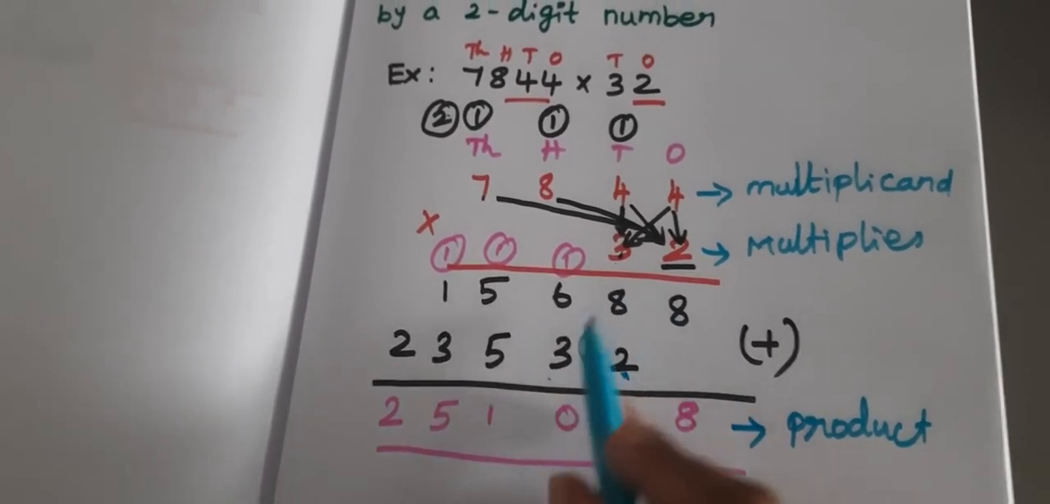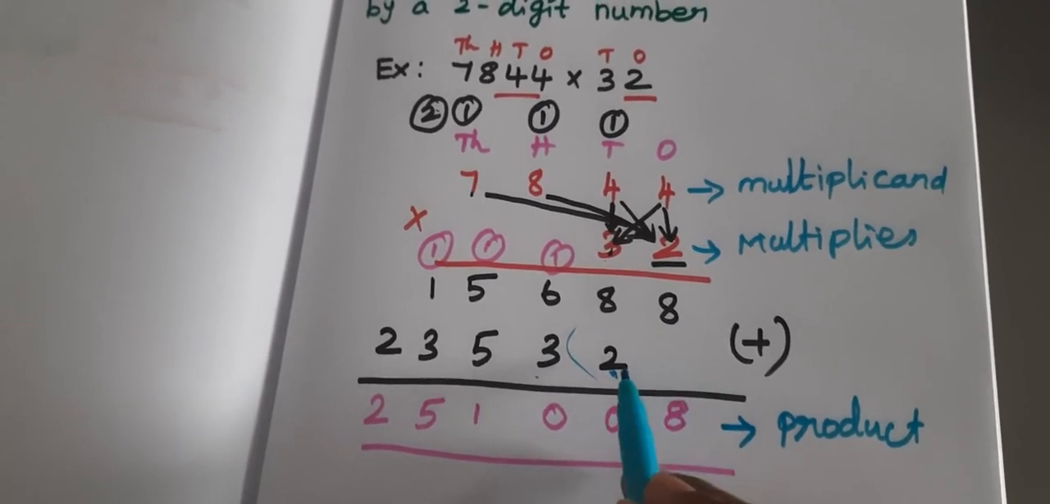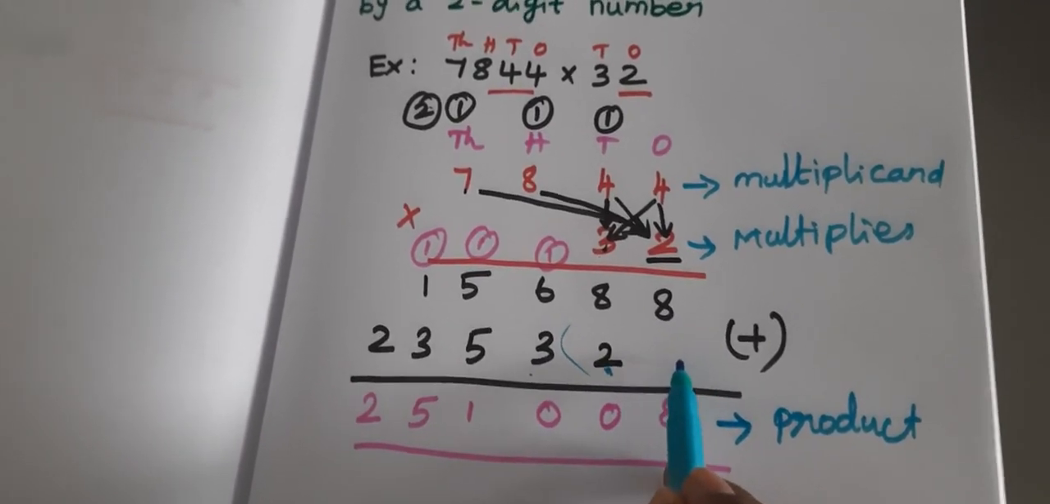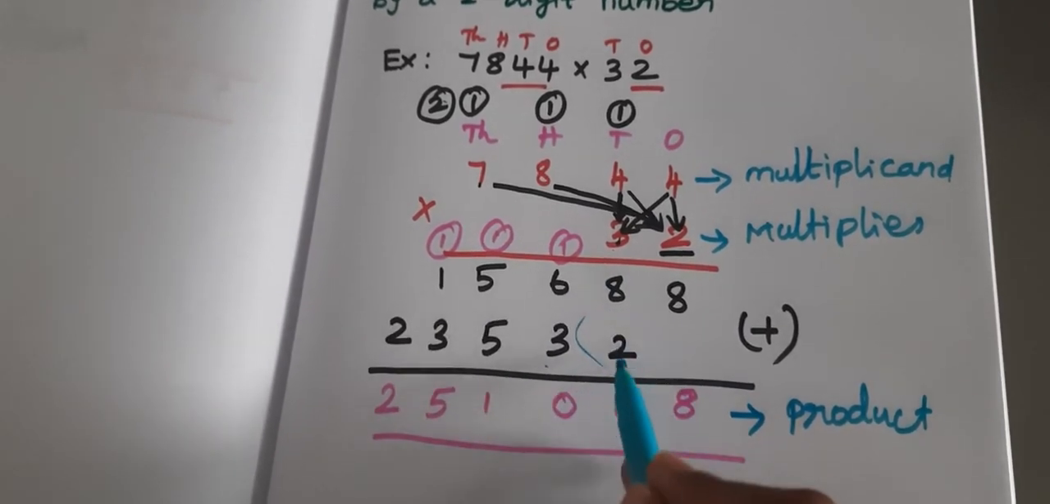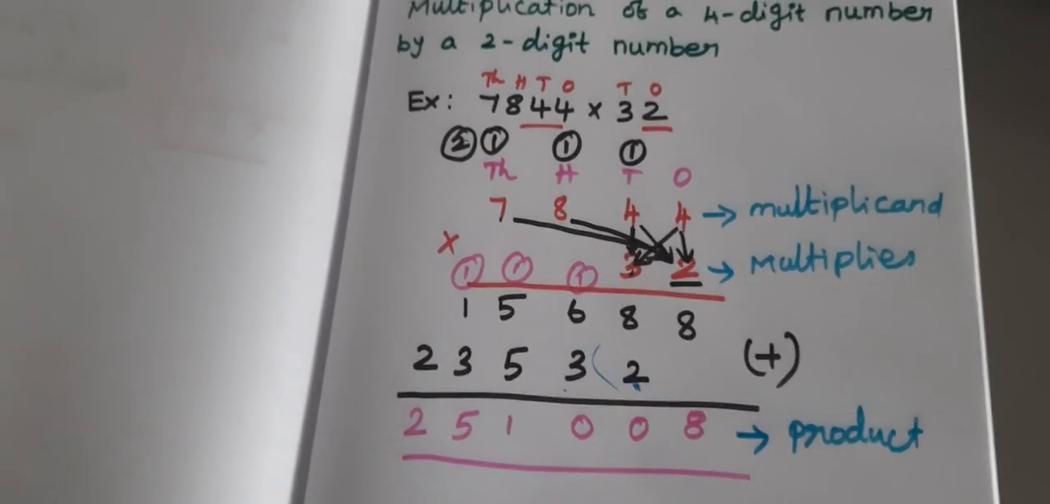Okay, this is a very important place. Don't take it and write the 2 in the ones place itself. You have to slightly move and start it in the tens place. Okay.